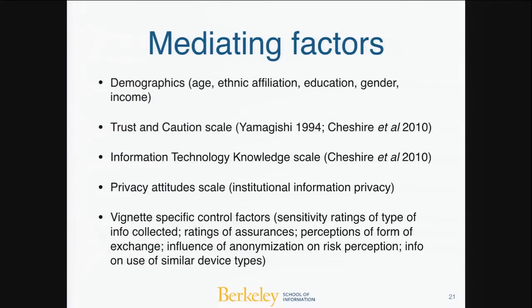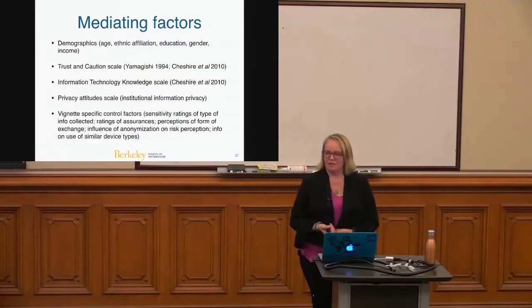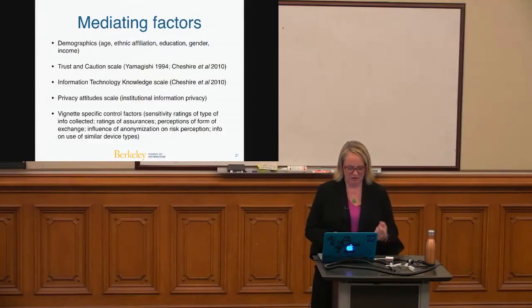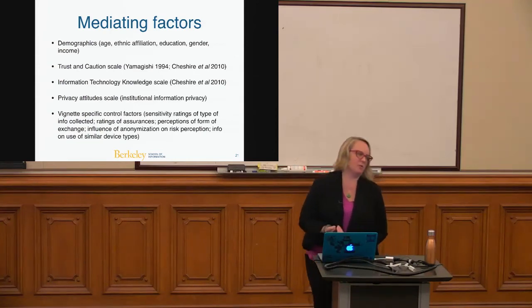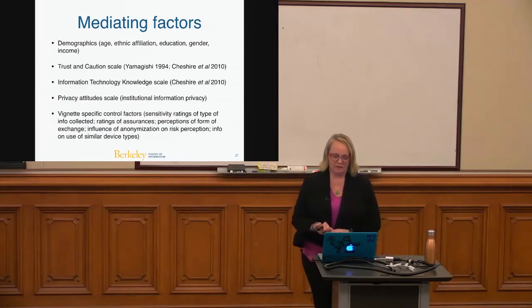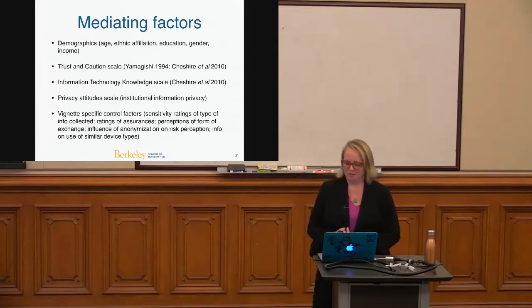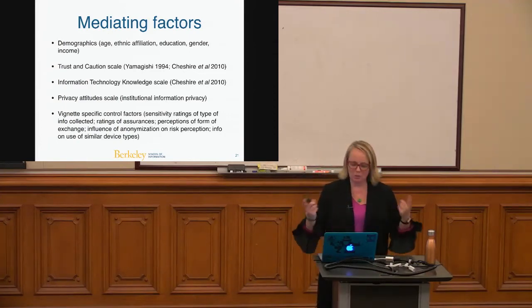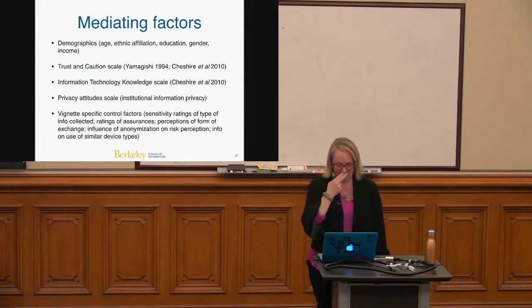The mediating factors that I included were just basic demographics, Gishi's trust and caution scale, to mediate for the effect of one's trust or caution towards others. The information technology knowledge scale, to get a sense of whether someone's technology familiarity or knowledge contributes to any of these factors. And then privacy attitudes was a scale I developed myself based on existing privacy surveys that focused only on institutional information privacy. So there weren't questions about interpersonal privacy or how you engaged on social networks, for example.